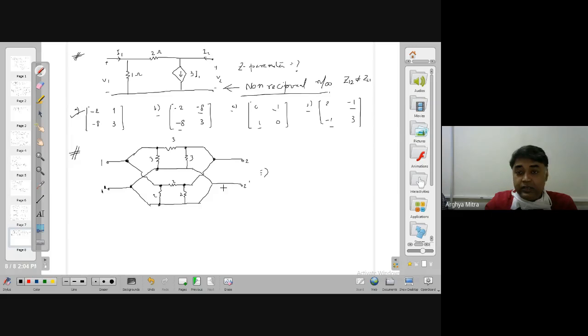So how can I present it? Can I represent it in this fashion? It's a parallel combination of 3 and 2 in each of the branches. So it's 5 by 6, 5 by 6, 5 by 6.